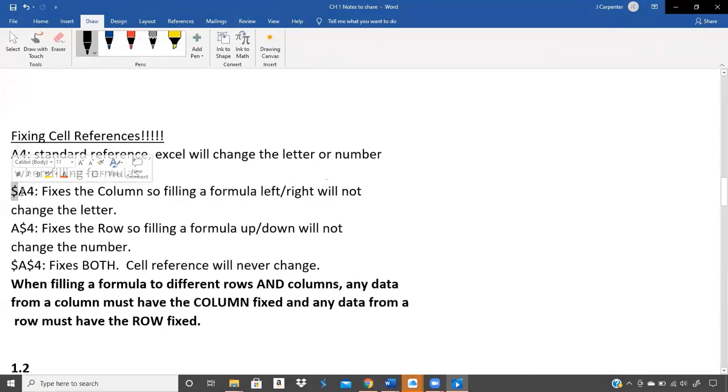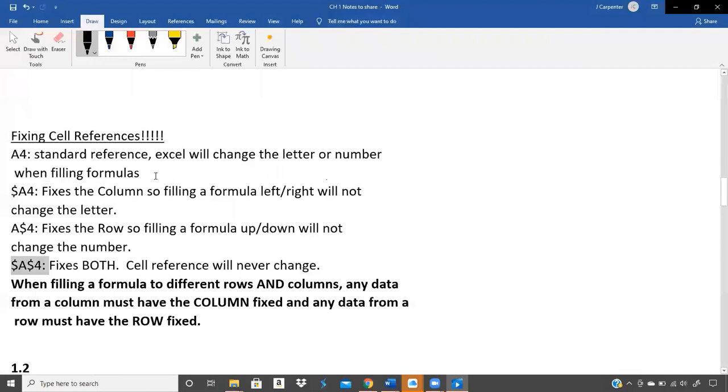You can put a cash symbol in front of the letter, or in front of the number, or in front of both. And that will give you one of three effects. Practice with this, practice with this, practice with this. If you put the cash symbol in front of the letter, it fixes, and fixes doesn't mean it was broken and it's now fixed. It means it keeps it in place. It fixes the column so that filling a formula left or right will not change the letter. So you do this when you want to fill left or right and not have a cell move. You put the cash symbol in front of the number when you want to fill up or down and not have the reference move. Let's use this for now to just kind of start out.